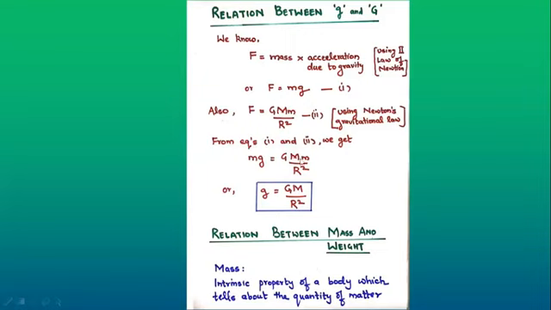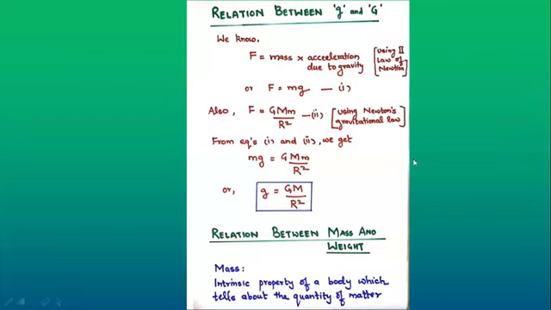If we join these two equations, what do you get? Since the left hand side is the same, we will write it as mg is equal to G M m upon r square. The two values of m will get cancelled and you get small g is equal to G M upon r square. This is the relation between acceleration due to gravity and the gravitational constant.